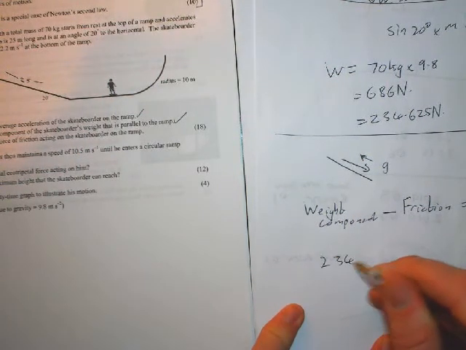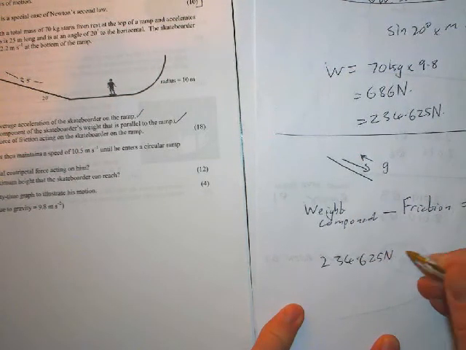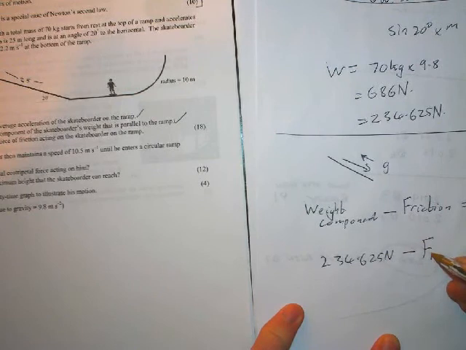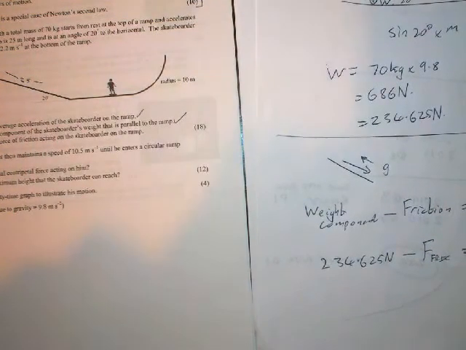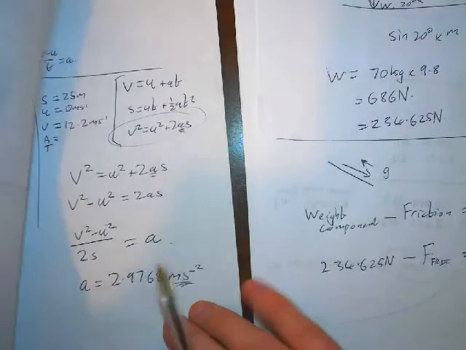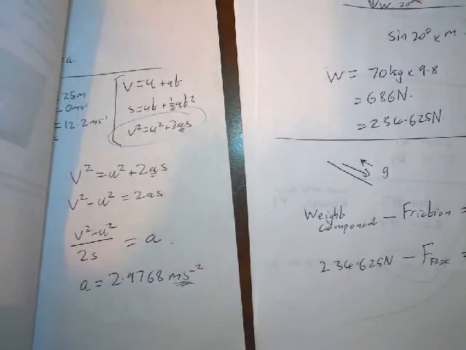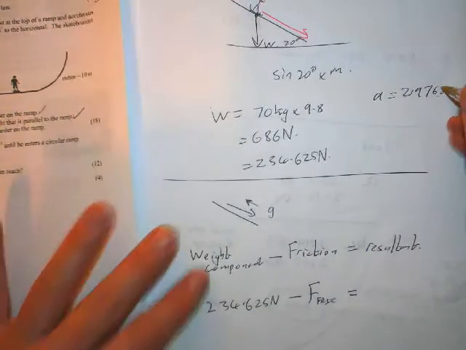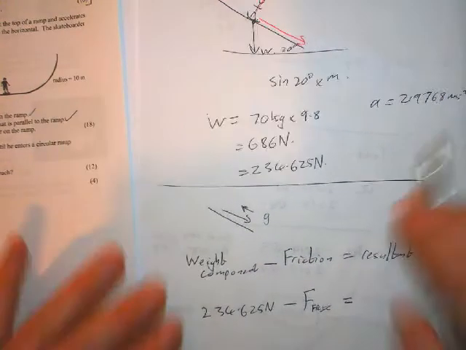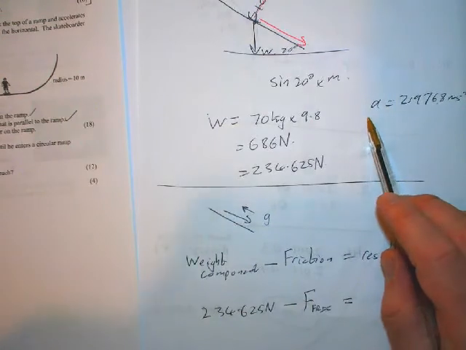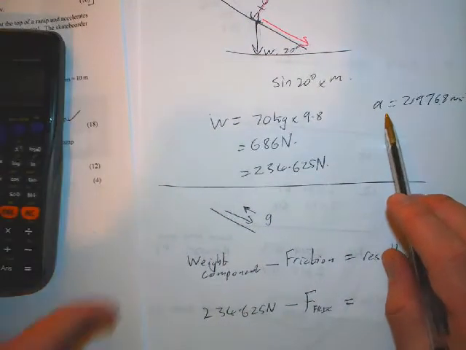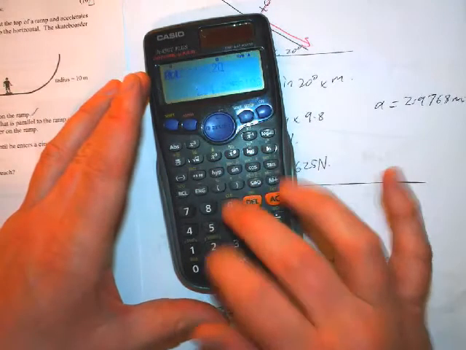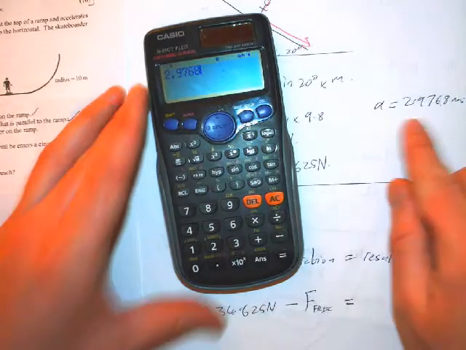Okay, so we've calculated his weight component is 234.625 newtons. We still don't know what friction is. I'll just put it in as an F, little friction. But we do know his resultant force. And we know that because he had an acceleration of 2.9768 meters per second squared. That's from earlier when we calculated the resultant acceleration that he physically experienced.